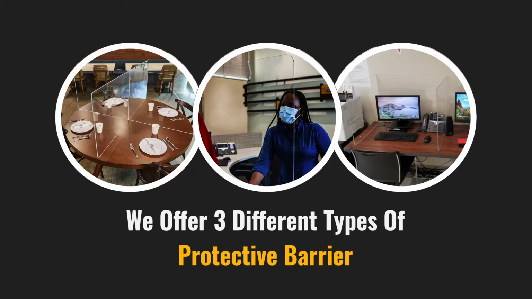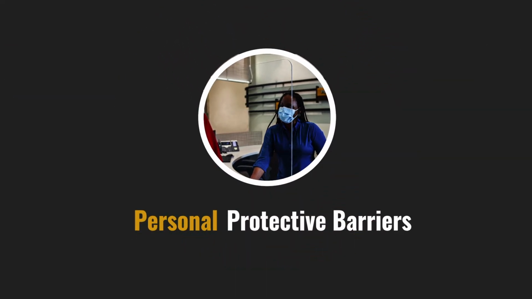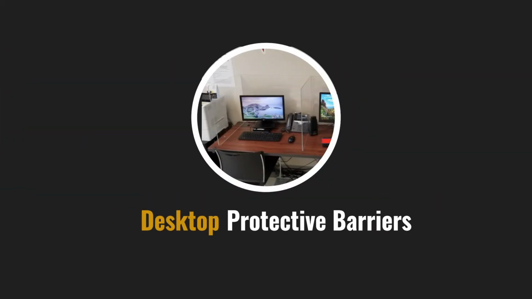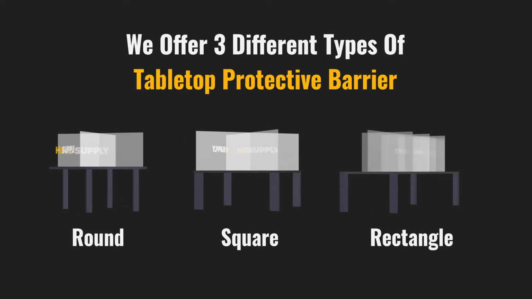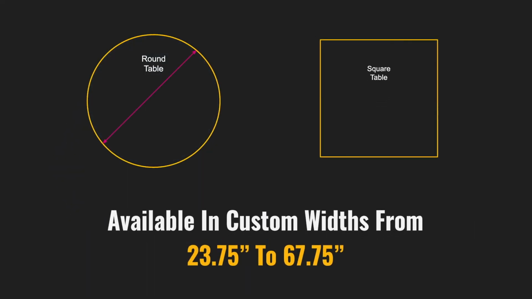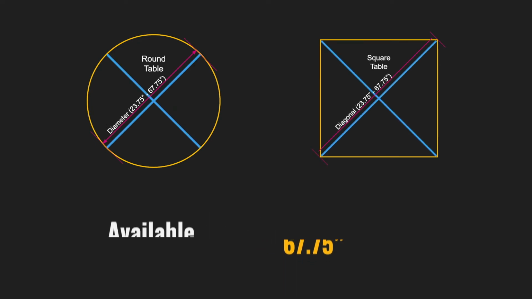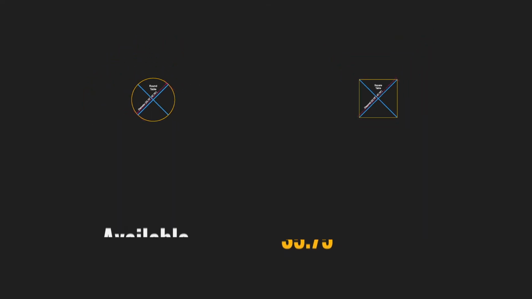At HD Supply, we have 3 different types of protective barriers available: personal protective barriers, tabletop protective barriers, and desktop protective barriers. Our tabletop protective barriers are offered for 3 different types of tables: round, square, and rectangle. Round and square tables are available in custom widths from 23 3/4 of an inch to 67 3/4 of an inch, and custom heights from 23 3/4 of an inch to 35 3/4 of an inch.